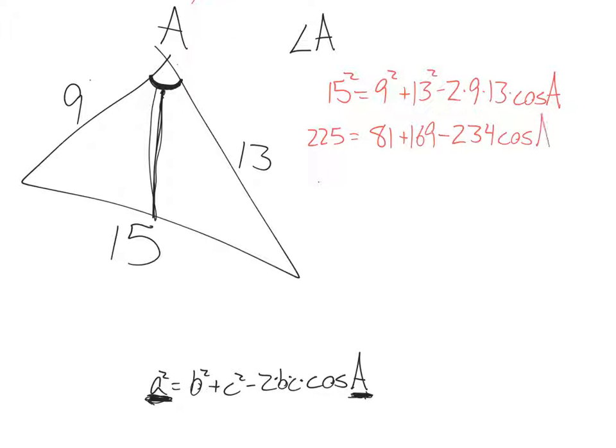cosine of A. This is where people get tripped up, okay? Because they want to subtract 81 plus 169 minus 234. But that cosine of A is just like if you had a minus 234x. You can't combine that with just regular numbers. So we'd add these together, we get 250 minus 234 cosine A.